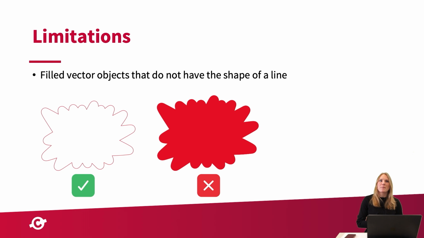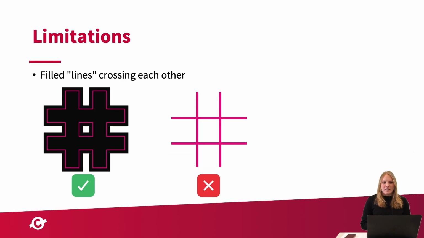So maybe starting with the most obvious, the fix-up is designed to convert filled vector lines into strokes. So if you have a filled vector object like here on the right, this will not be covered by the fix-up, of course, because it is not a line. Then the second limitation is as soon as filled vector lines or objects are crossing each other, like the one on the right, it also does not work, because it is simply not possible.